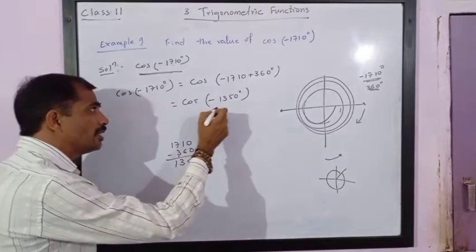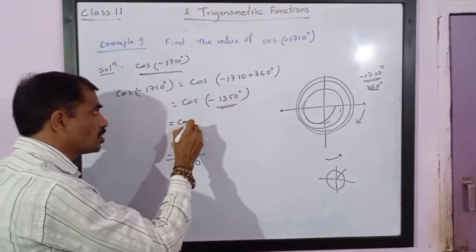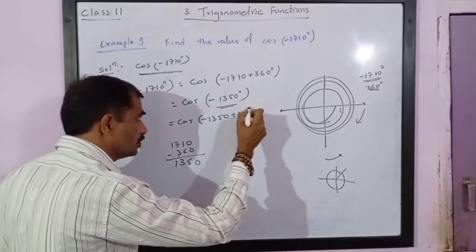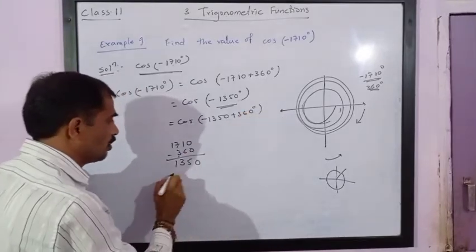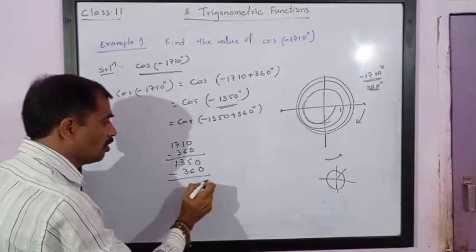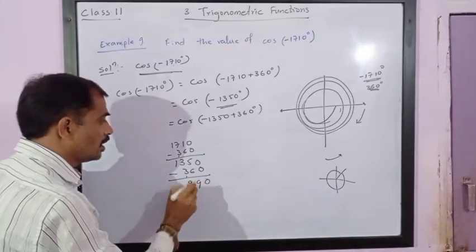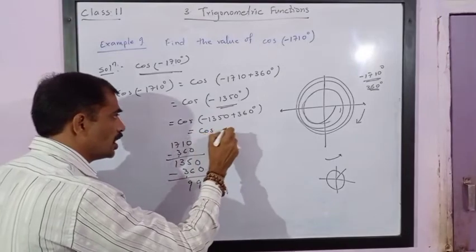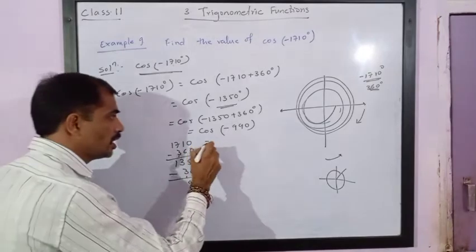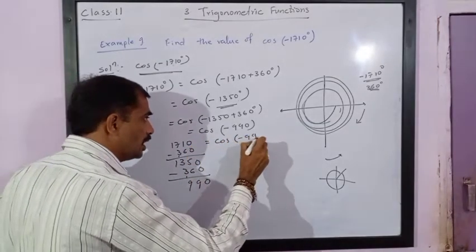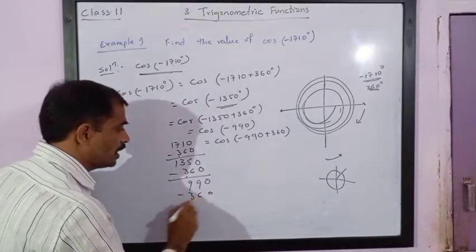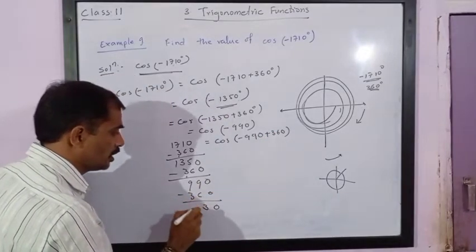Now again add 360 to this. So this is equal to cos of negative 1350 plus 360. One is negative, the other is positive, so we need to do the subtraction. We will get negative 990 degrees. So cos of negative 990 degrees. Again add 360 to this. So this is equal to cos of negative 990 plus 360 degrees. Subtract 360 from this, you will get 630 degrees.